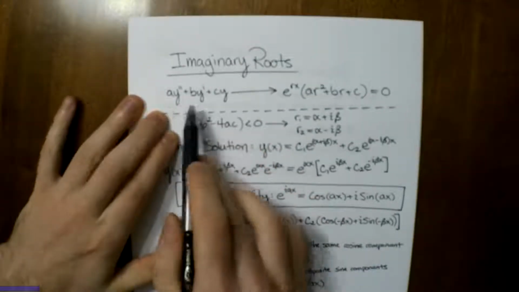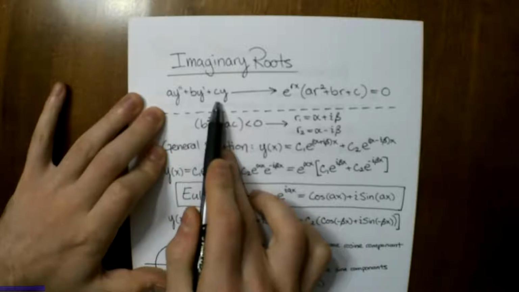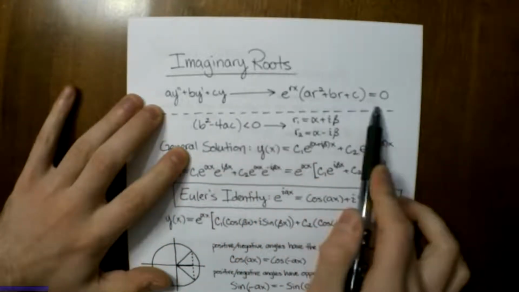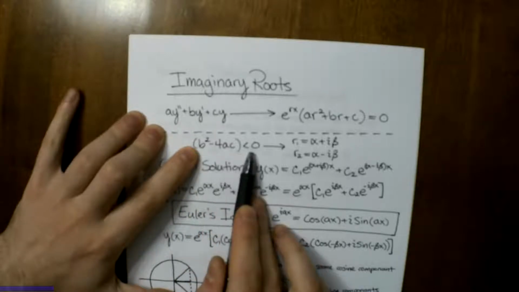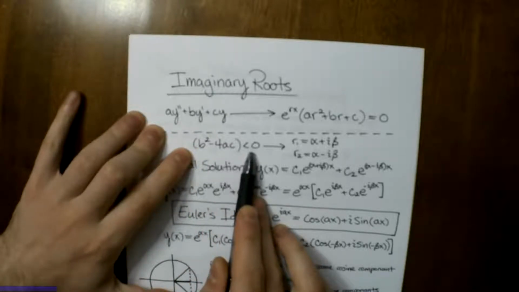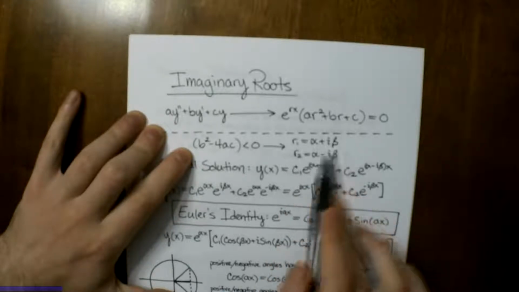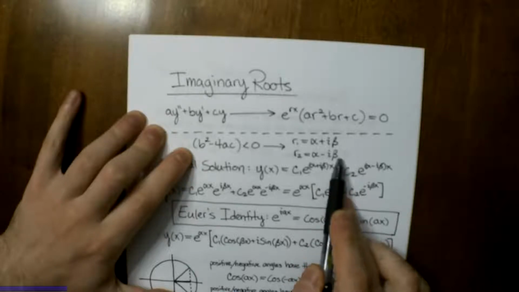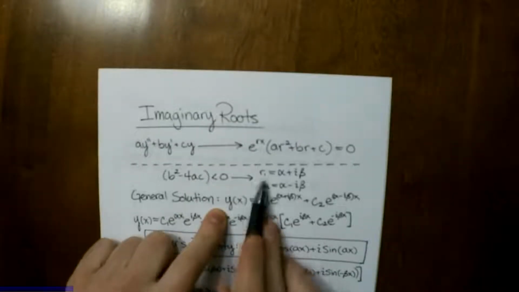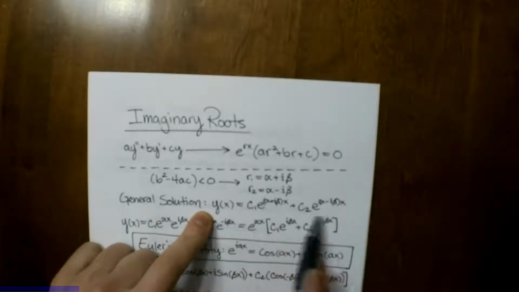So, as we discussed earlier, a differential equation can be written in descending powers of derivatives, as such, we re-express like this. So, whenever b squared minus 4ac is less than 0, we're going to get complex roots. And the complex roots are always going to take this form, in which we have a real component plus or minus the same imaginary component. So, our general solution, substituting r1 and r2 into the form that we had previously, will yield something that looks a lot like this.